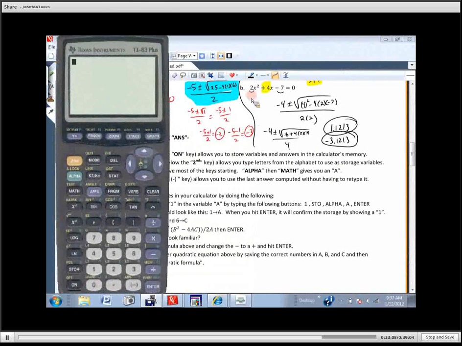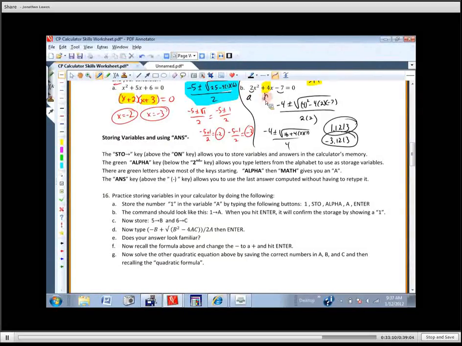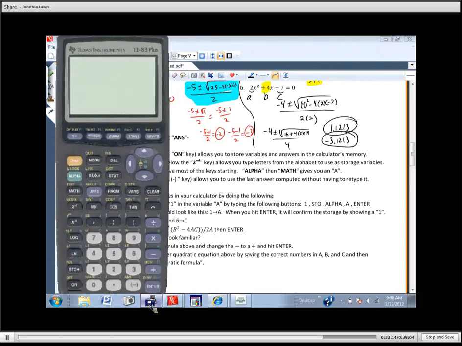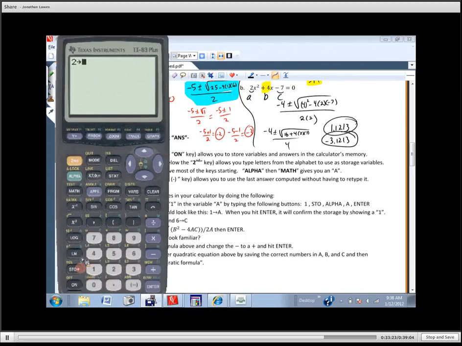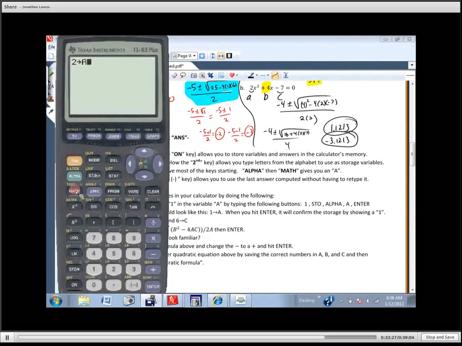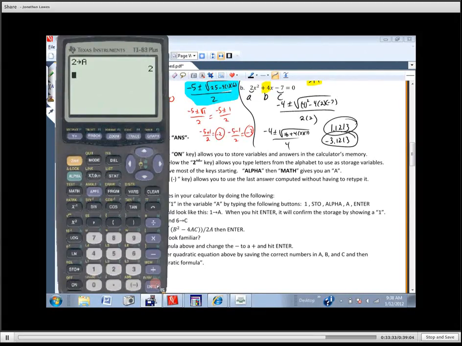This is A, this is B, and this is C. So we're going to store those in the calculator. So we're going to hit 2, store. What letter do I want to use for 2? A. So hit alpha and it's the math button. Then hit enter. Does everybody get that?